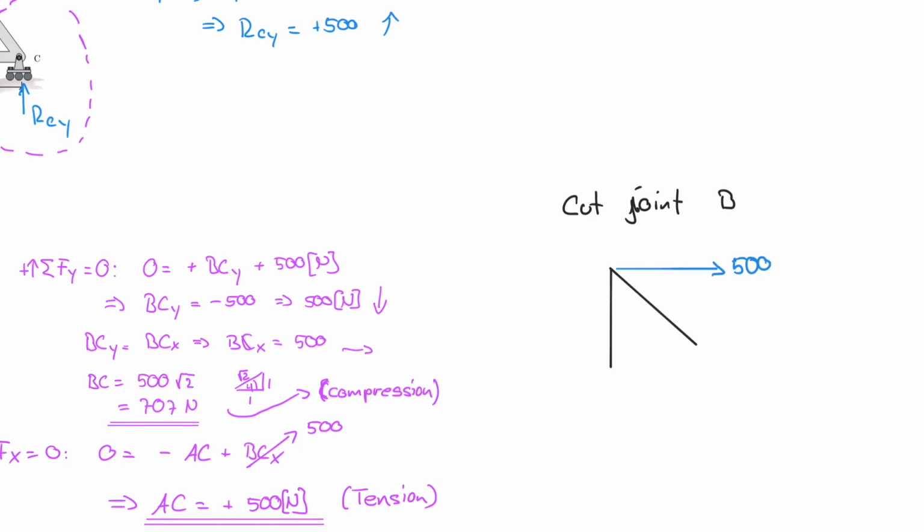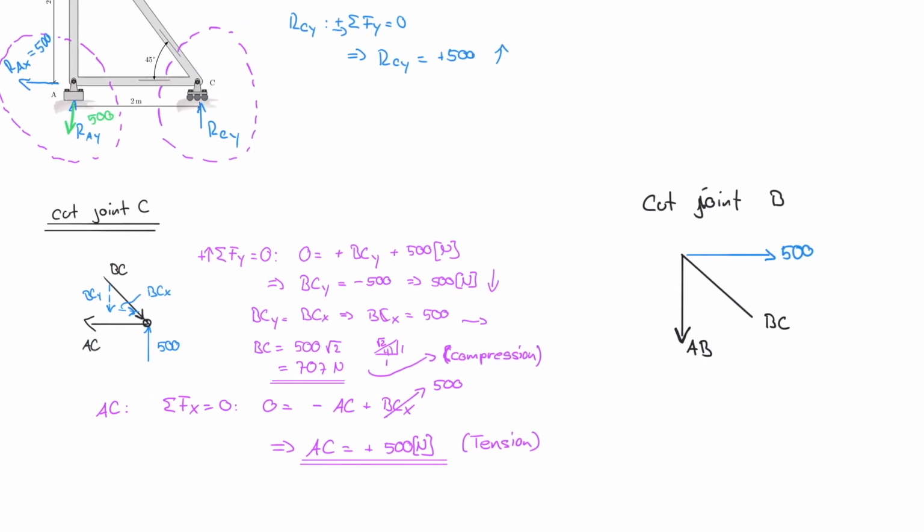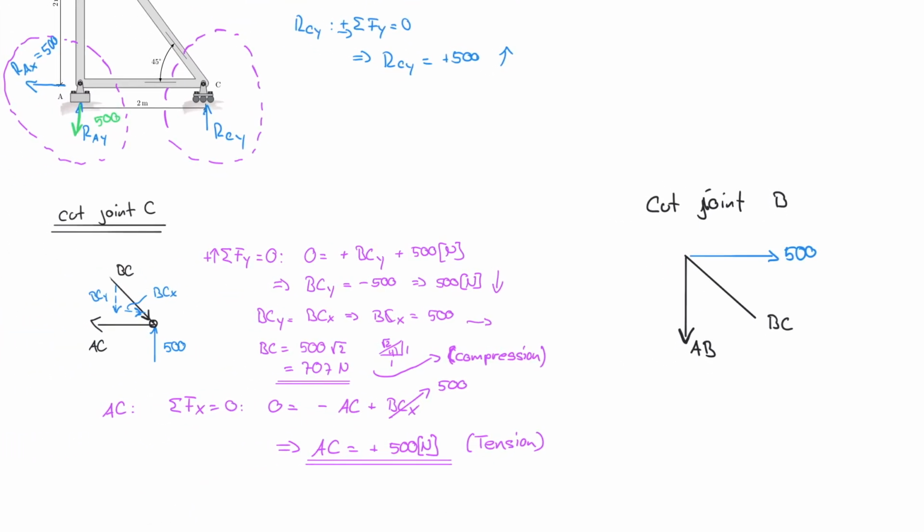And so we have BC here, and we have AB here. And remember, AB is an unknown, so I assume this to be in tension, but BC we already calculated before, right? So BC is actually the 700 something, right? So I should zoom that in here. So we already calculated the value for BC.